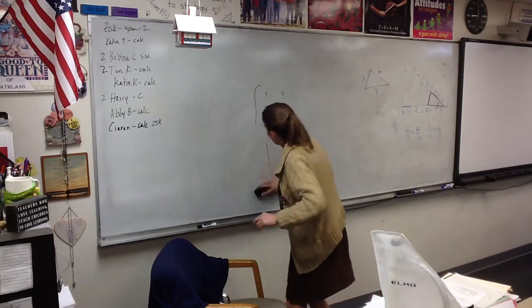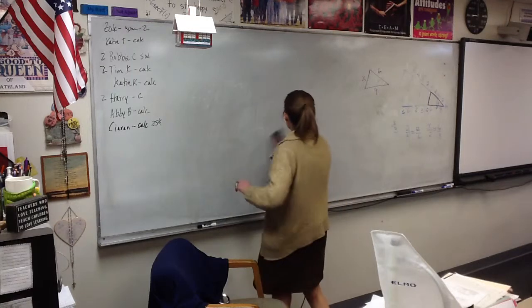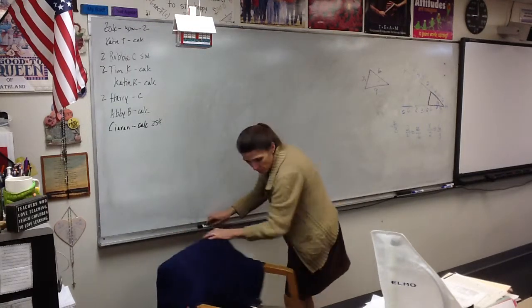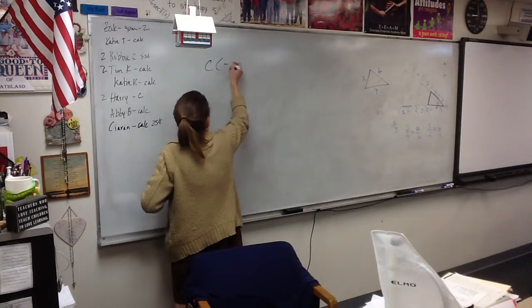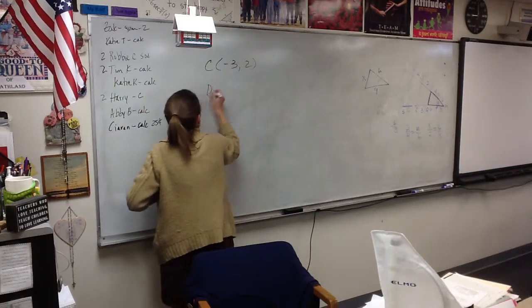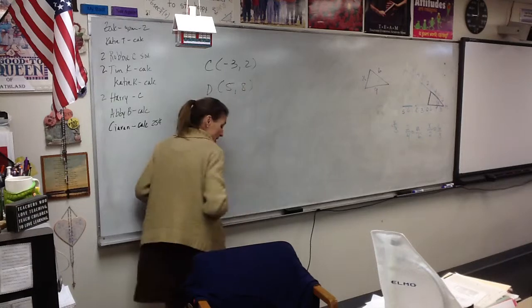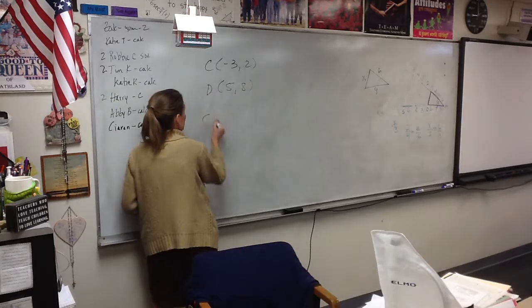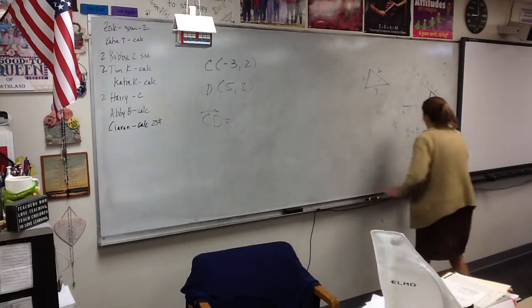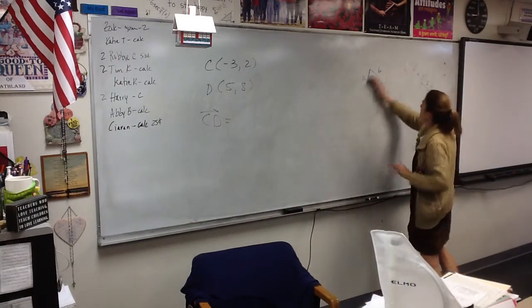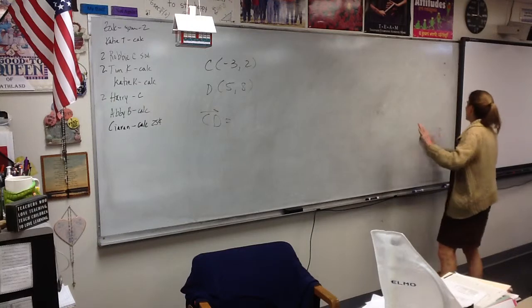So here we go. We have a quick review from yesterday, really quick, because we have a lot of stuff to talk about. If we had point C, which was -3,2, and point D, which was 5,8, and we wanted the coordinates of vector CD, what would the coordinates of vector CD be?